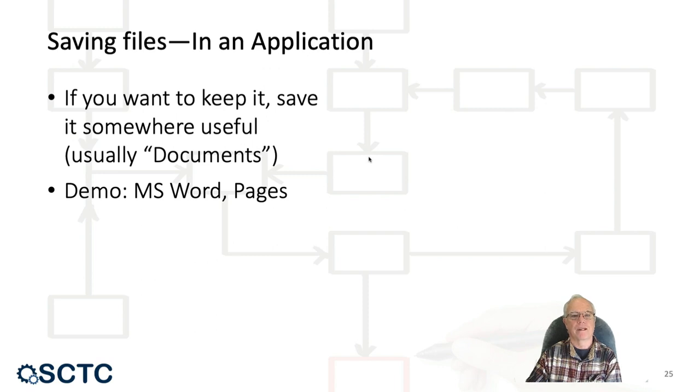All right, so let's say you're using Microsoft Word and you want to save a file. Well, save it somewhere useful, somewhere generally in your Documents folder, in a subfolder somewhere. We're going to talk about file naming here in a minute. Here's a demonstration of saving MS Word file.